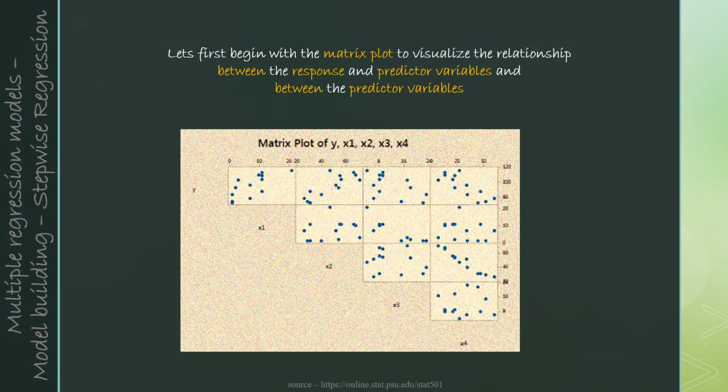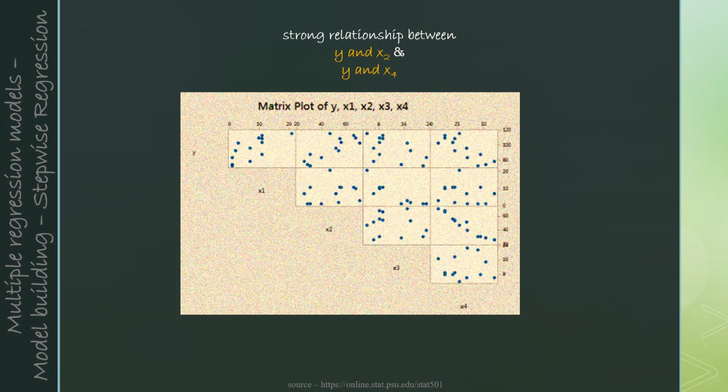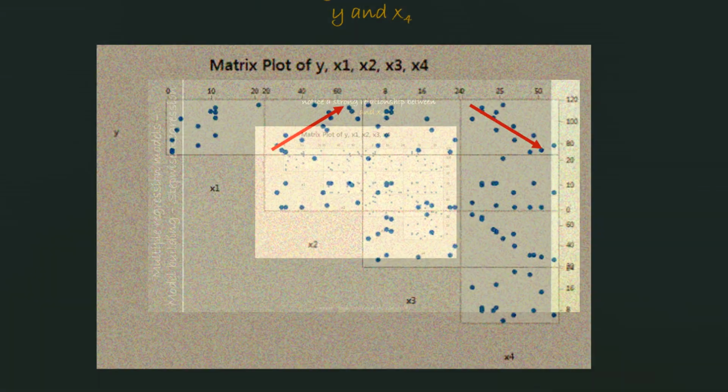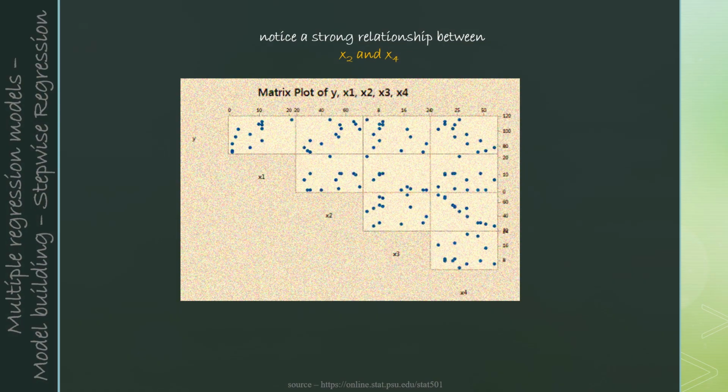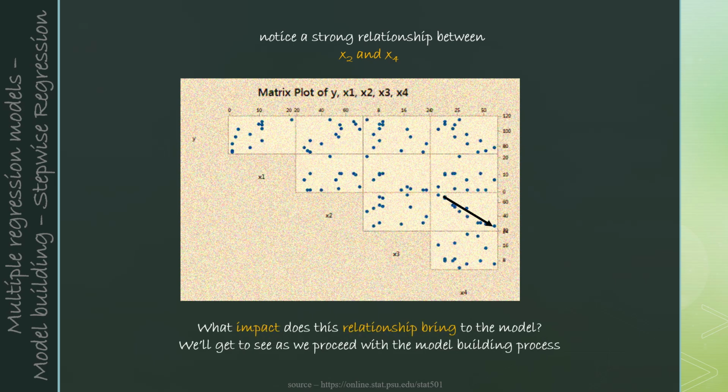Let's first begin with the matrix plot to visualize the relationship between the response and the predictor variables and between the predictor variables. You get to see a strong relationship between y and x2 and y and x4. It's therefore logical that we expect x2 or x4 or x2 and x4 to make their entry into the model. We also notice a strong relationship between x2 and x4. What impact does this relationship bring to the model? We'll get to see as we proceed with the model building process. Let's start with the stepwise regression process.